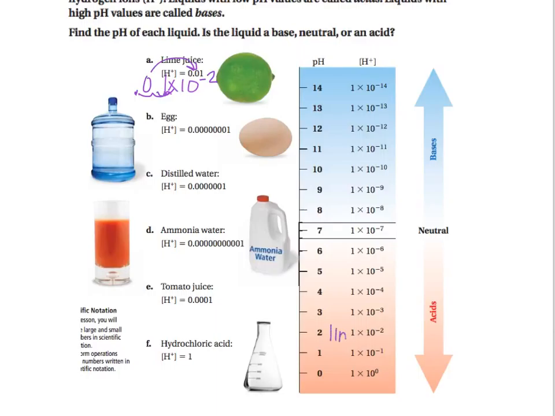Okay, so this is where we're going to put the lime juice. So that's pretty acid, right? If we look at it, it matches over here with the acids. So we're going to call that one an acid.